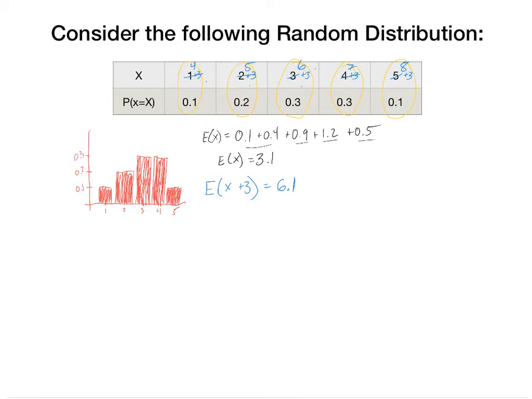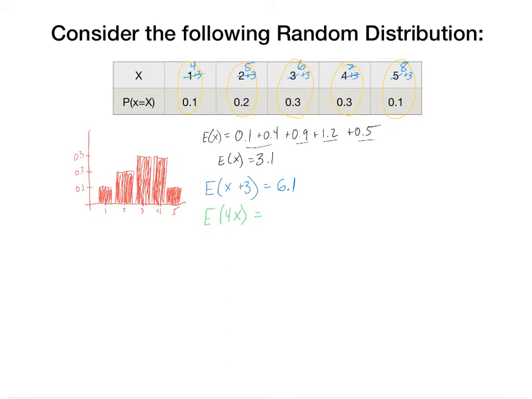All right, how about this one? What if instead of adding 3 to everything, what if we multiplied everything by 4? What if these are sizes of juice bottles and we decide that we're going to make our juice bottles 4 times bigger? What then would we expect? What would be the expected value if I take all of my x values and multiply them by 4? Well, let's see.